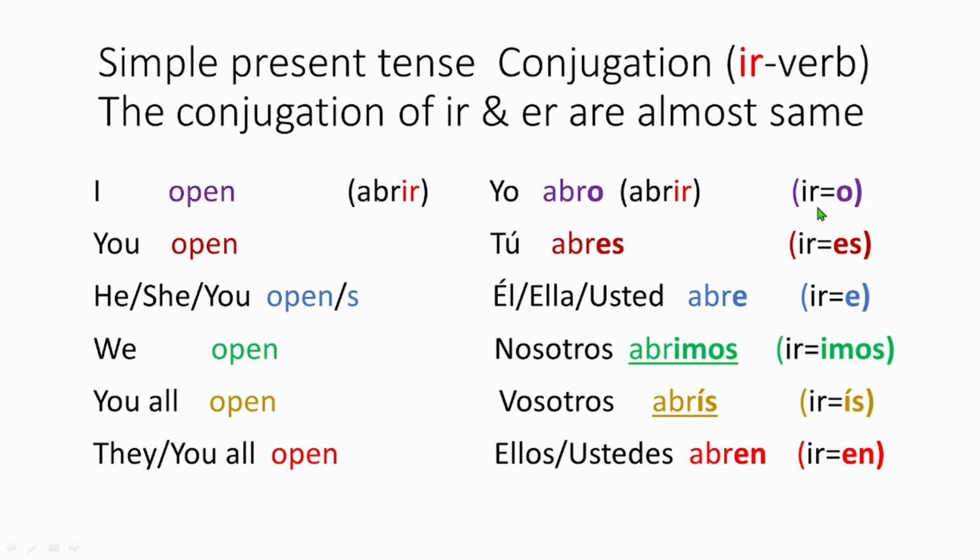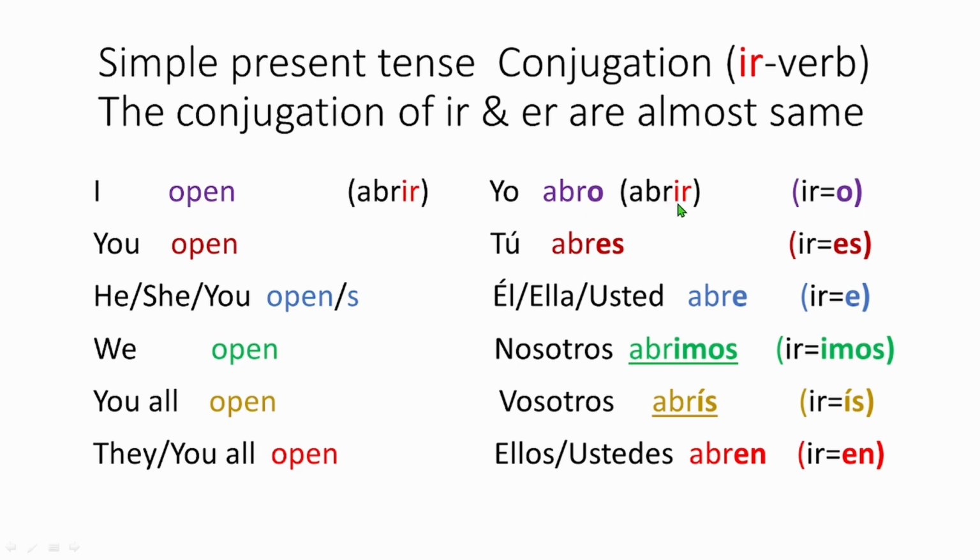Here, if you see, IR equals O, just like in the ER verb. IR equals ES for the second person, and for the third person IR equals E. It was the same in the ER verb, but for the IR ending verb, instead of EMOS, it becomes IMOS. And for you all, instead of EIS, it becomes just IS, and the last is the same, just like the ER verb. So these two are just different. Let's see. If you want to say I open, open is abrir. So you say yo abro. Now you know what we did.